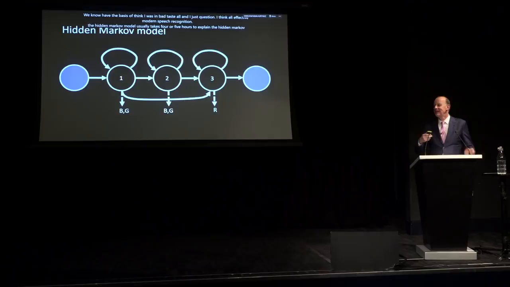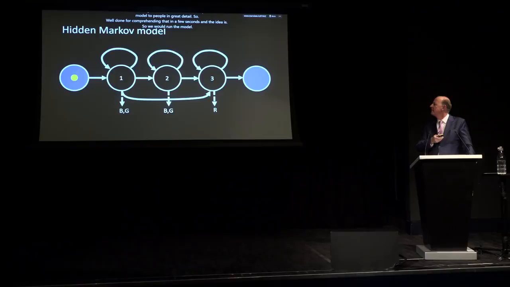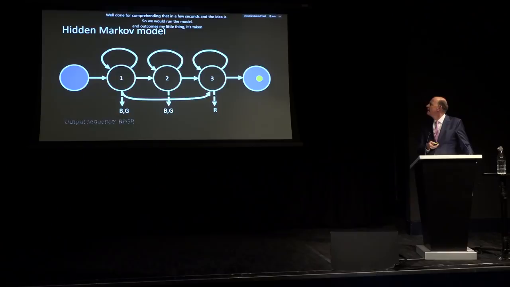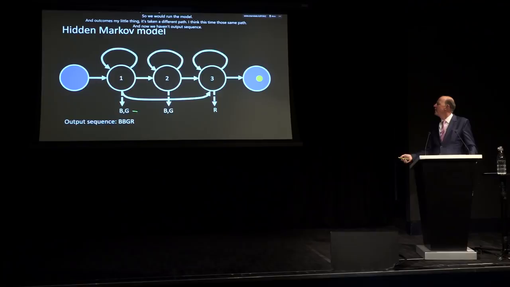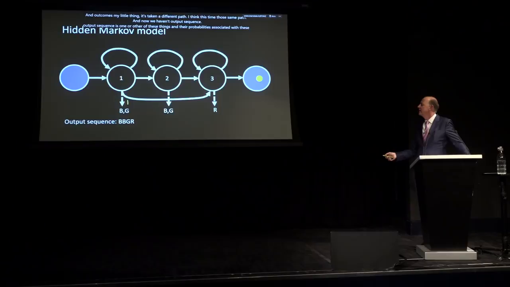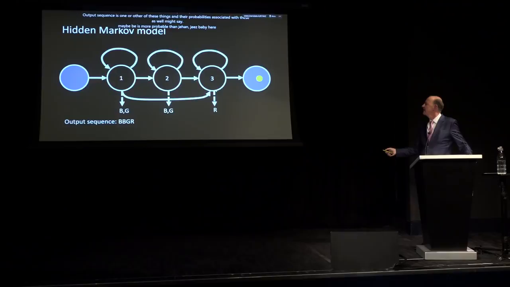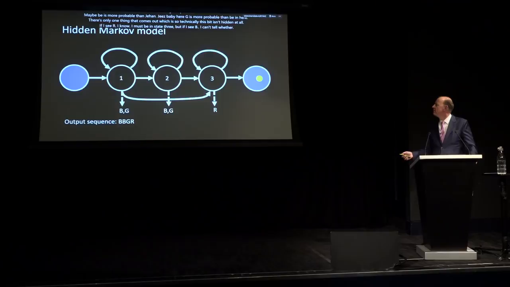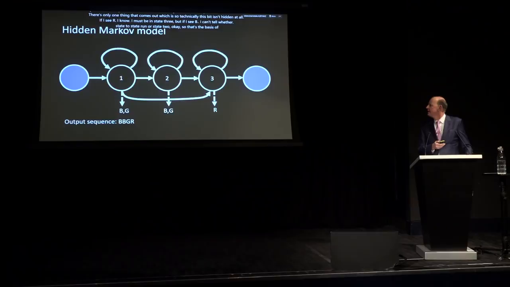And the idea is, so we would run the model, and out comes my little thing. It's taking a different path, I think, this time. Oh, no, the same path. And now we have an output sequence. The output sequence is one or other of these things, and there are probabilities associated with these as well. We might say maybe B is more probable than G, and here G is more probable than B, and here there is only one thing that comes out, which is R. So technically this bit isn't hidden at all. If I see R, I know I must be in state 3, but if I see B, I can't tell whether I'm in state 1 or state 2. Okay, so that's the basis of the hidden Markov model. So you might think of the R, G and B here as being associated with the colours of those little clusters that I drew on my little diagram.